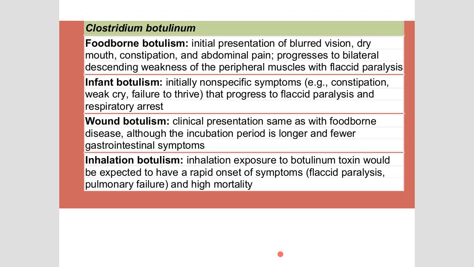Okay, if you look at diseases, again, food-borne botulism: blurred vision, constipation, all these kinds of things because of your flaccid paralysis. The keyword is flaccid paralysis as compared to the paralysis that you get with spasmodic paralysis. Infant botulism, they may get to such an extent that you get respiratory arrest. Wound botulism can occur. Inhalation botulism can also occur, but it has a very high mortality, especially if you inhale that toxin, right?